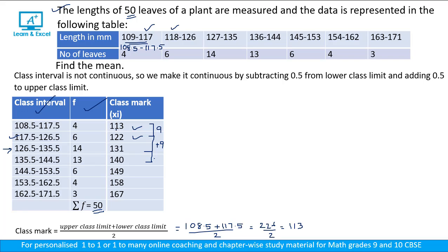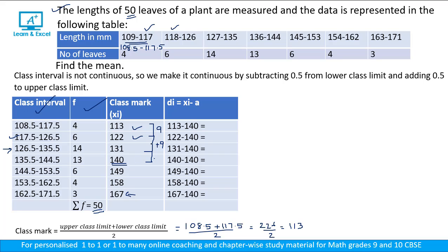We cannot change the frequencies, that is the data that is given to us. So what we can do is subtract a fixed number from each of the xi's. For doing this, we take any of the center values of the class mark, say in this case 140. 140 is also easy to subtract from the xi's. We can use any class mark, even 167 or 158, but for making the calculation simple we should assume the center class mark. So now we find the di, which is xi minus a.